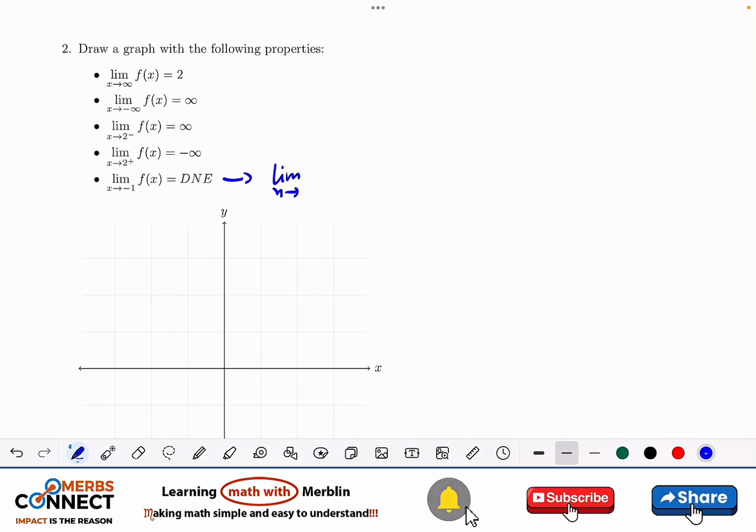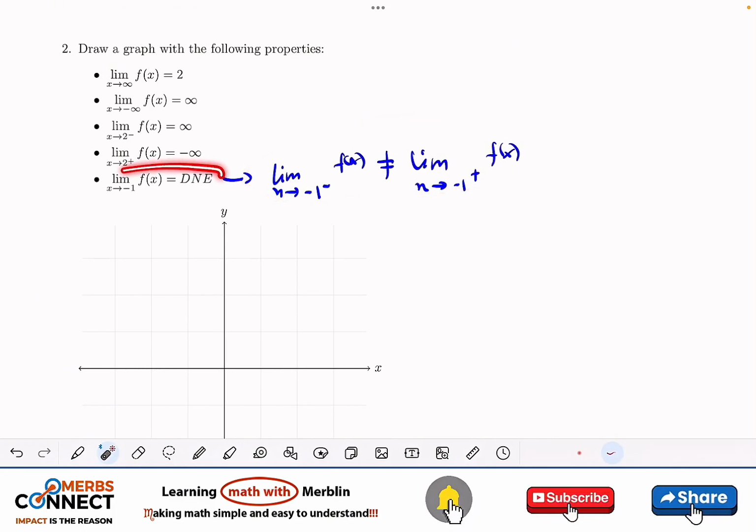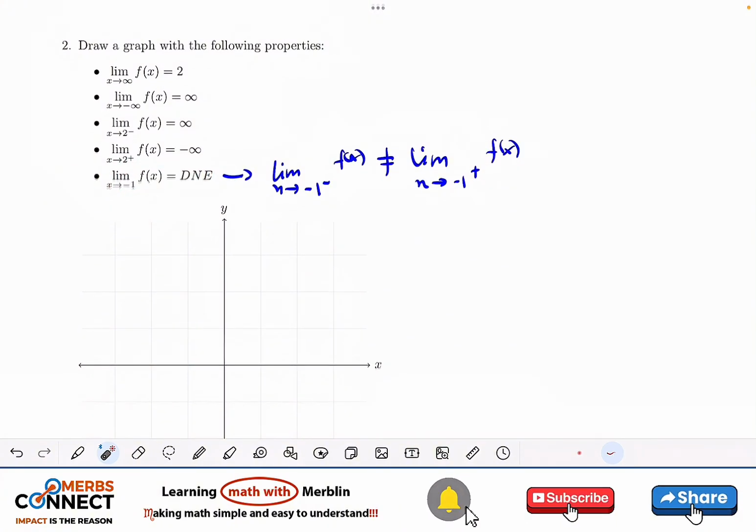So the limit as x is approaching -1 from the left of f of x was not the same as the limit as x is approaching -1 from the positive side. So this one was true. That was the reason why this does not exist. So that's one thing that you need to have in mind. So it does not exist.